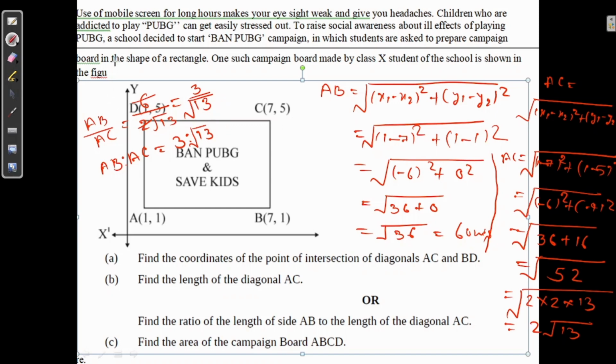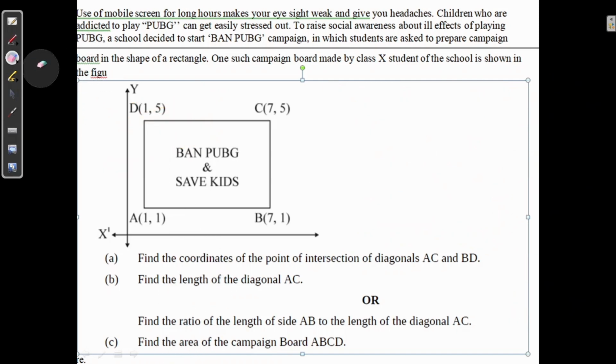Okay, so let us rub all the things. Last one I am not solving. It is for you. I am just giving a hint. Now we have to find the area of the campaign board. First we will find the distance between A and B, which we have already found, 6. Then we will find the distance between B and C, treating this as x1, y1, this as x2, y2. Some distance will come. I will treat this as length and this as breadth. The area of a rectangle is length into breadth. Simple. Just find the breadth and put the value. You will get the answer, which will be the area of this rectangular board.